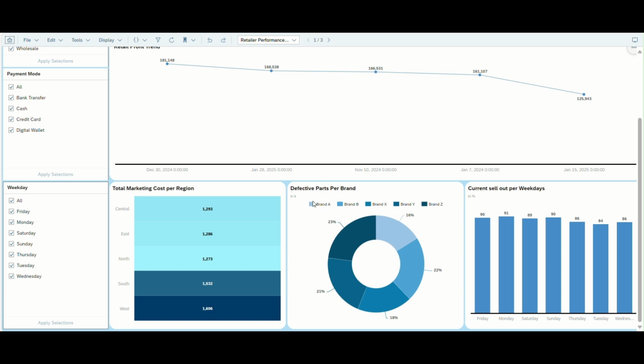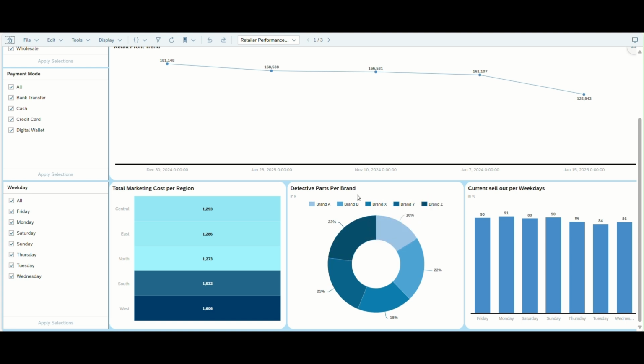Next, look to the donut chart, defective parts by brand. Here, we get a clear view of product quality issues across your major SKUs. Brand Z and Brand Y stand out, contributing 23% and 22% of all defects respectively. This is not just quality data, it's a brand reputation risk. For your product and quality teams, this chart is a priority dashboard in itself.